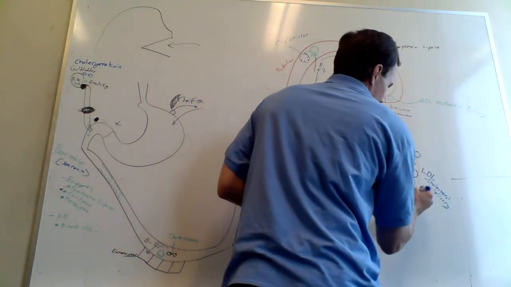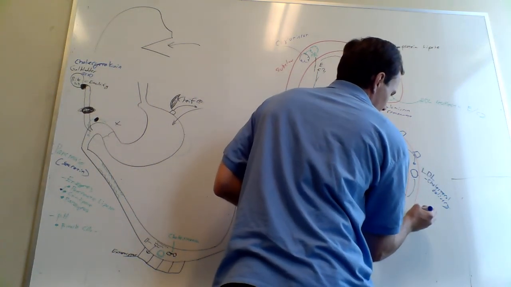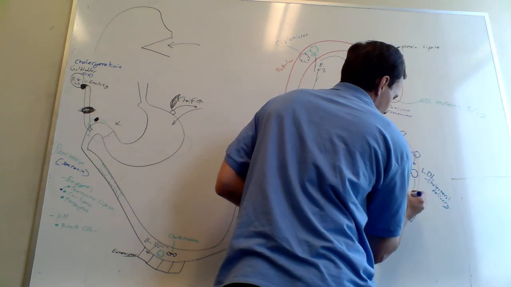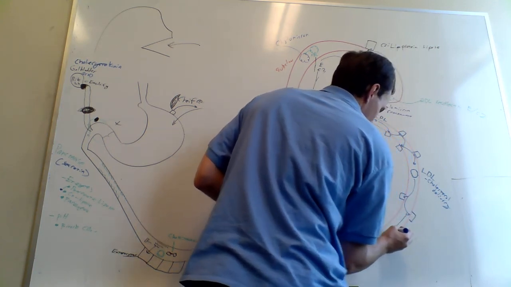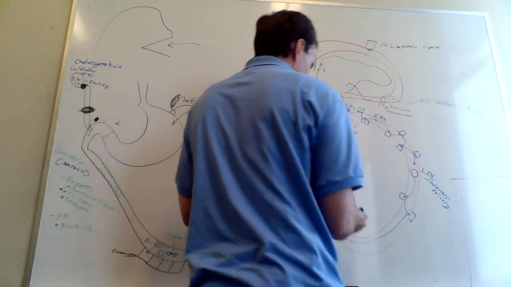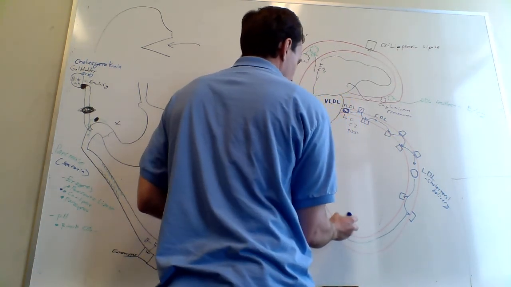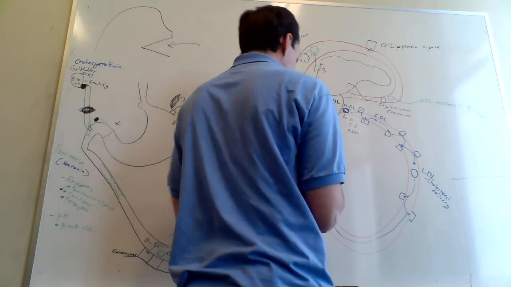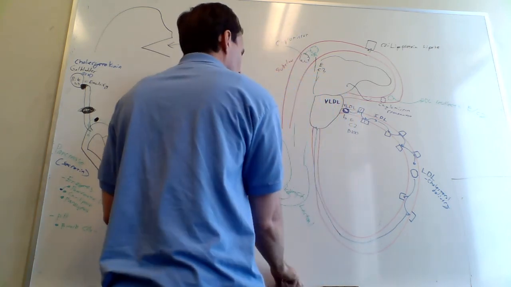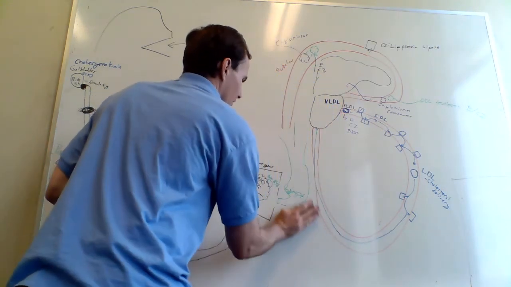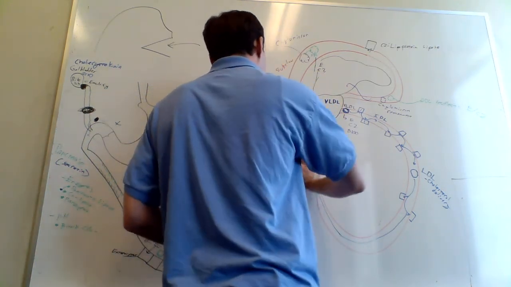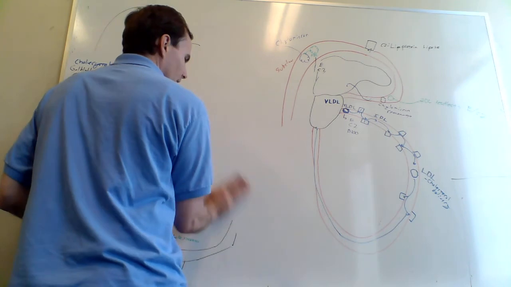So it's going to go ahead and deposit at each of the cells, and eventually it will go back into the liver to be recycled. Then I'm going to go ahead and erase this stuff over here so that I've got a little bit of room since I made my circle right there. All right. Very well.